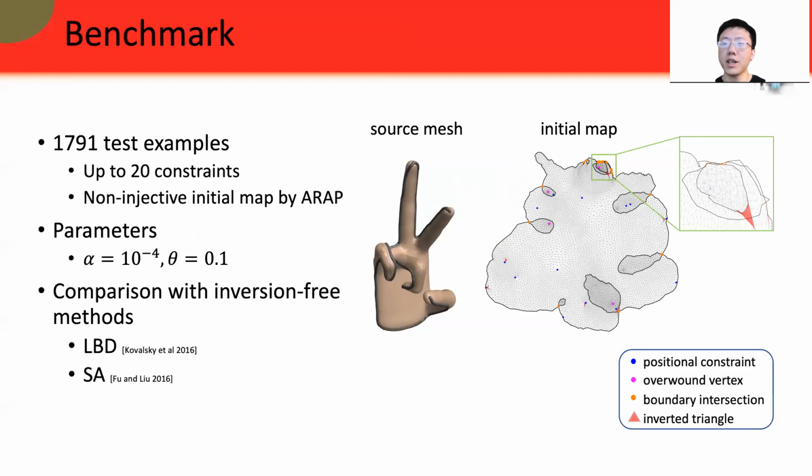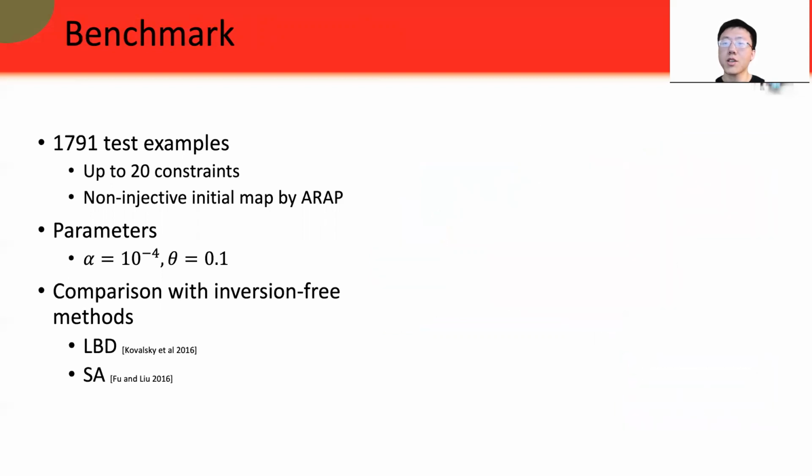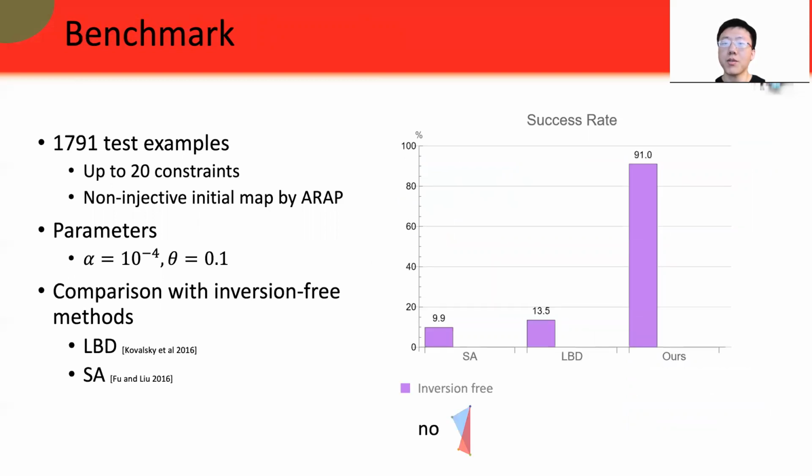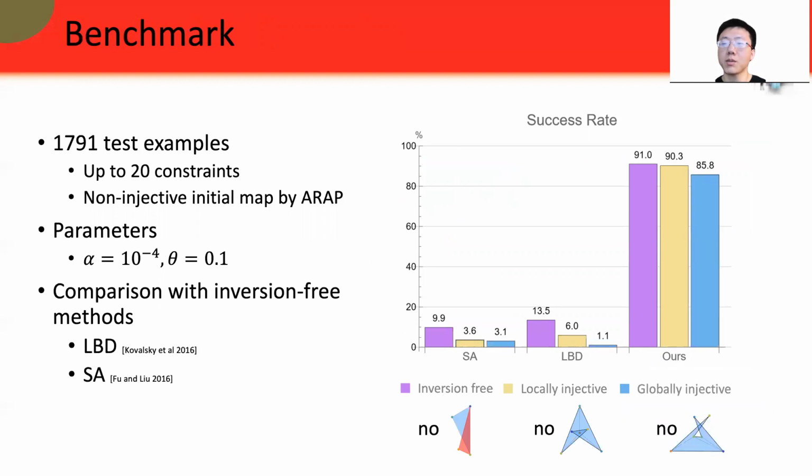methods, LBD and SA. Here we show the success rate of each method in creating maps that are free from inverted triangles, that are locally injective, that is, further remove overwound vertices, or globally injective maps, which do not have global overlaps. Observe that our method significantly outperforms the inversion-free methods in achieving injective maps and achieves a globally injective map for more than 85% of the benchmark examples.